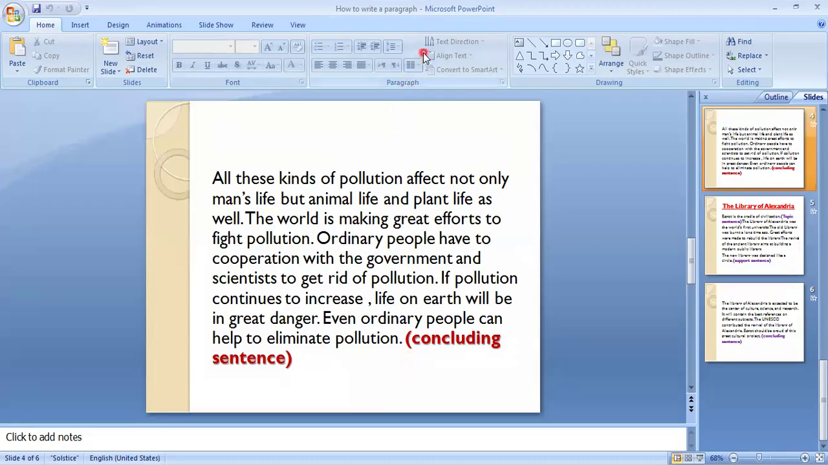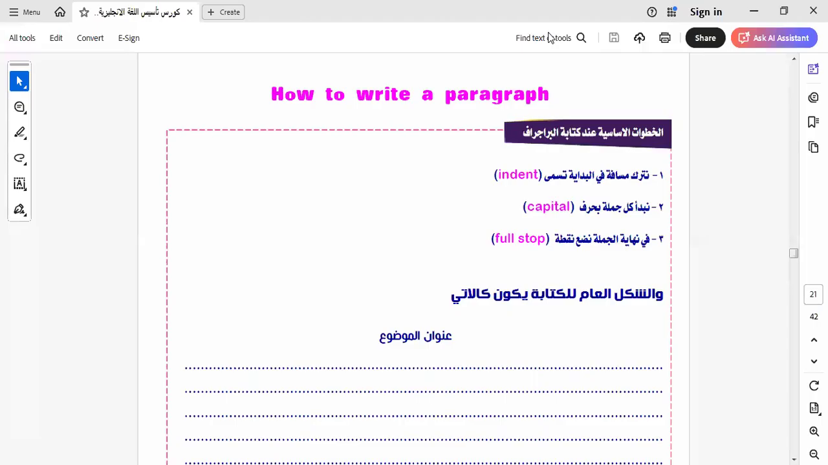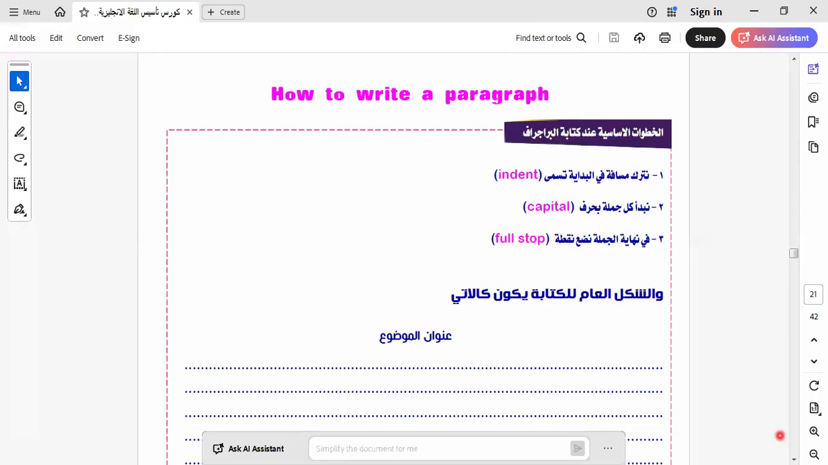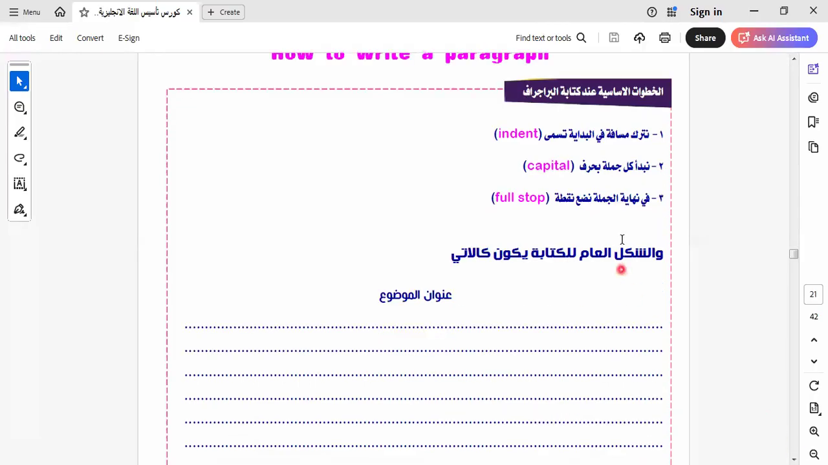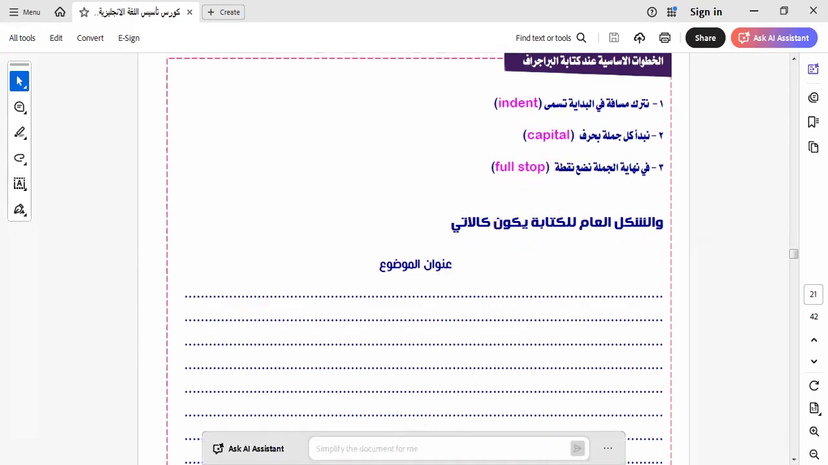Let's go to our lesson. Here I explain how to write the steps of writing a paragraph. Here we also have rules: we have an indent, which means the space before the paragraph when we write it. Then a capital letter: we start the sentence with a capital letter and put a full stop at the end of the sentence.